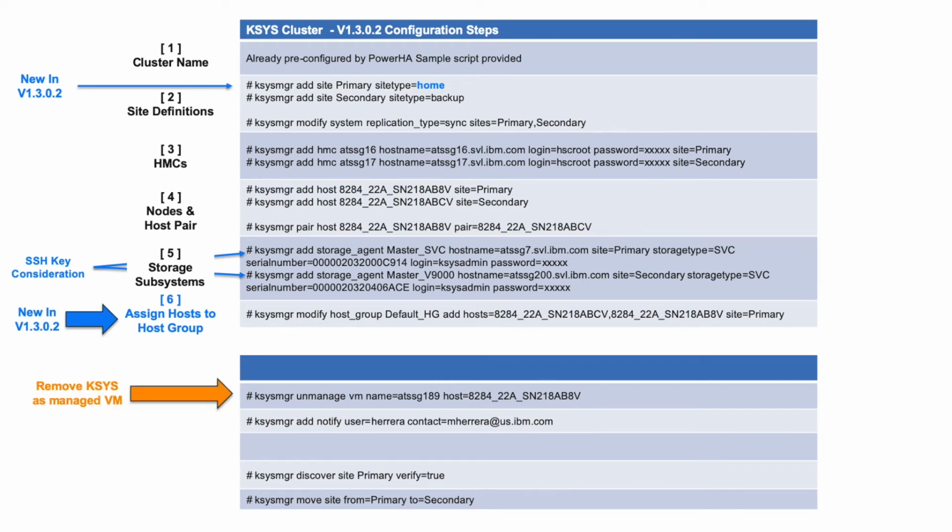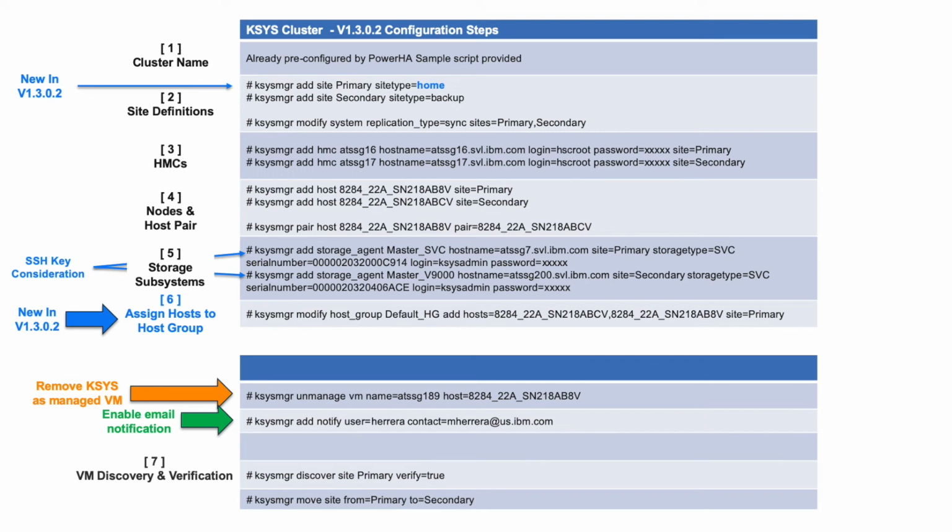So you'll notice that I removed the KSYS managed VM. I added my email notification. I did the VM discovery and verification. And the reason I unmanaged the KSYS controller is that I don't want to have to do it twice. If I had run the discovery first, I would have had to unmanage the KSYS controller, and then I would have had to rerun the discovery, which would have extended the amount of time that this took.